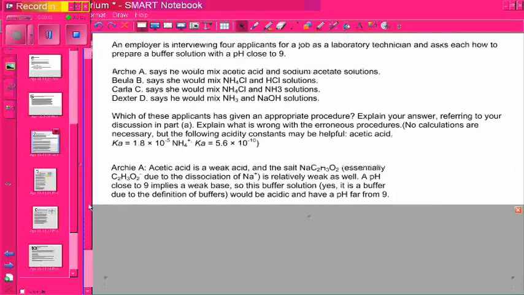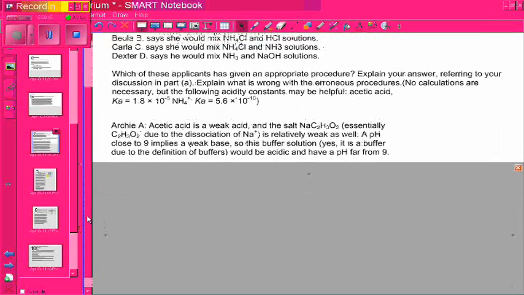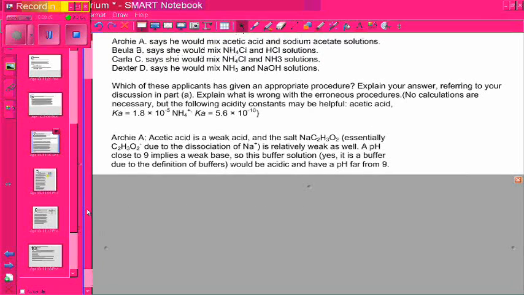Let's start with Archie A. Archie A says that he would mix acetic acid and sodium acetate solutions. Acetic acid is a weak acid, and the solid NaC2H3O2, essentially C2H3O2- because of the dissociation of Na+, is relatively weak as well. A pH close to 9 implies a weak base, so this buffer solution, because yes, it is a buffer, would be acidic and have a pH far from 9.